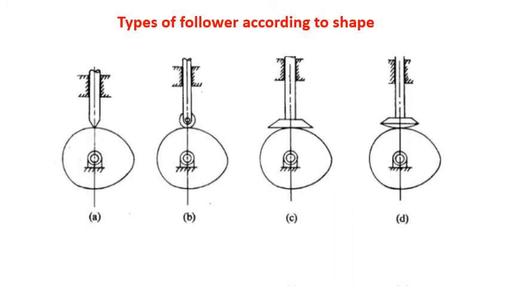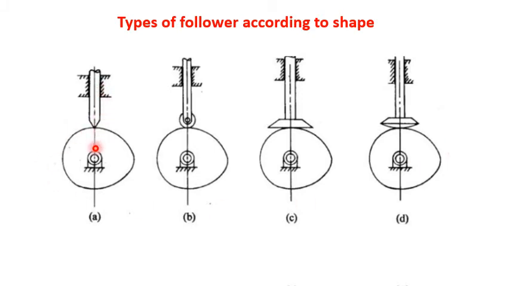First one, types of follower according to the shape. We have four important types of follower: knife edge follower, roller follower, flat faced follower or mushroom follower, then spherical shape follower. Each type of follower has a specific application.